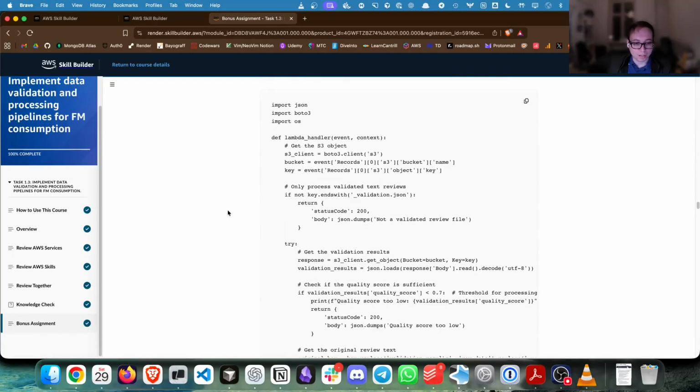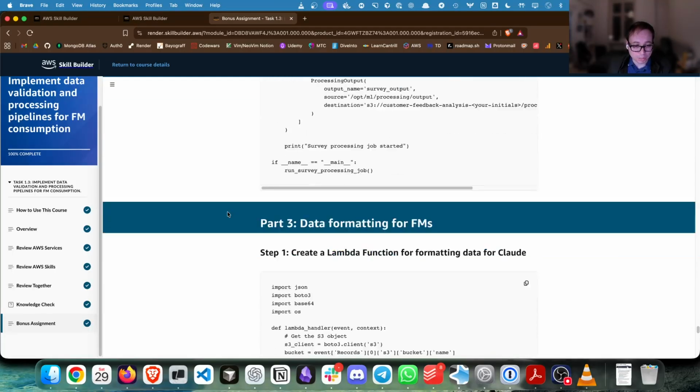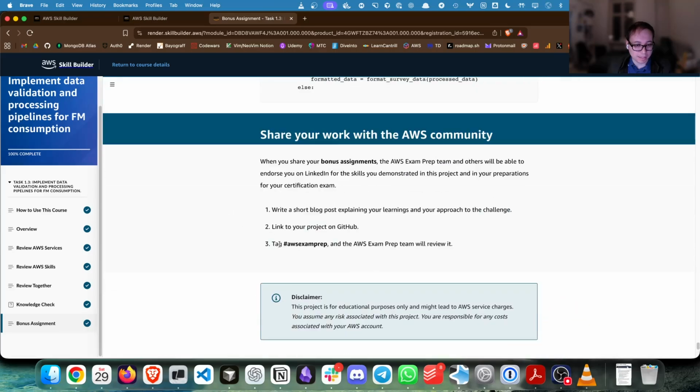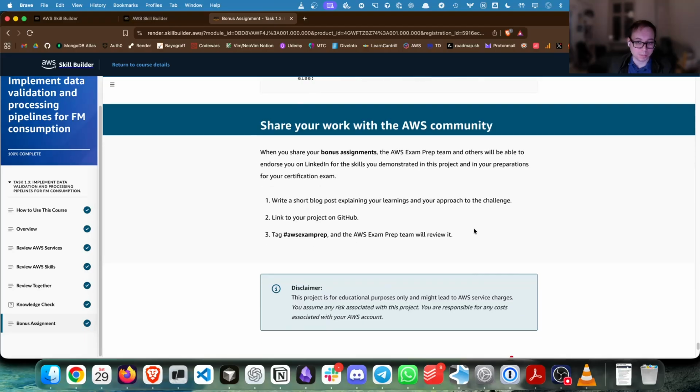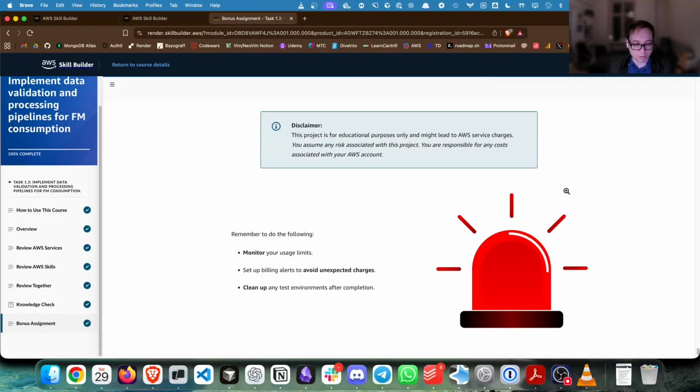If you build everything and you deploy everything, you even get a bonus at the end: if you tag with hashtag AWS Exam Prep on LinkedIn, the AWS Exam Prep team is going to check what you have on your GitHub and even endorse you on LinkedIn for the skills that you have demonstrated by doing these bonus assignments. So I think this is quite cool, honestly.